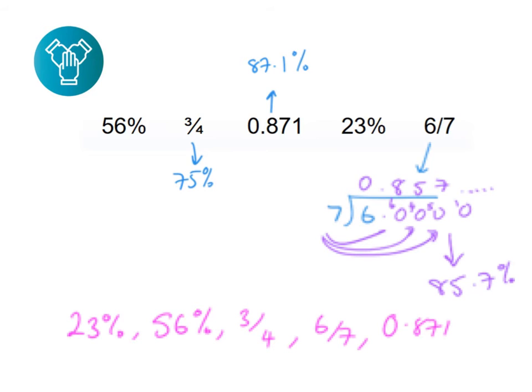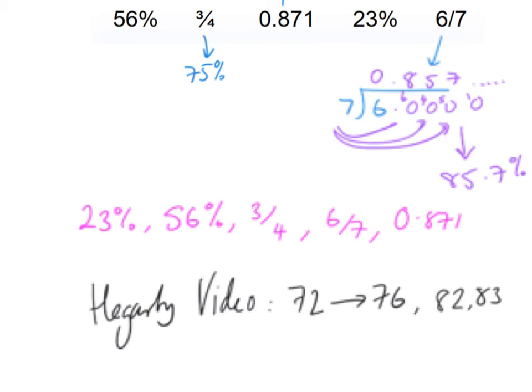And if you want to have more practice on Hegarty, it's broken down into sections on the different conversions. So Hegarty is 72 to 76 and then 82 and 83. You have to have a look and see which one is the one you want to practice.